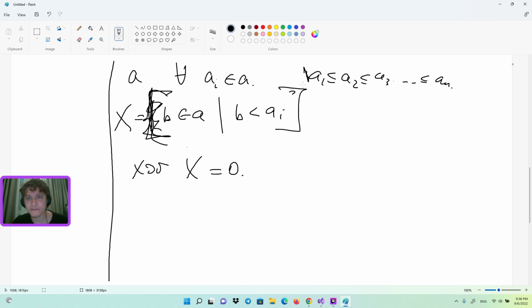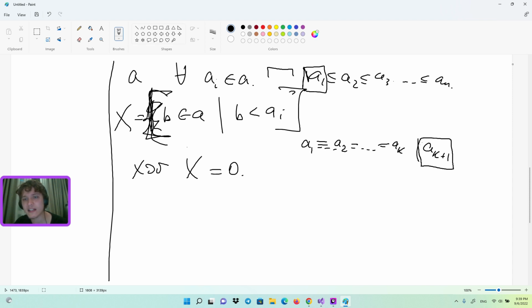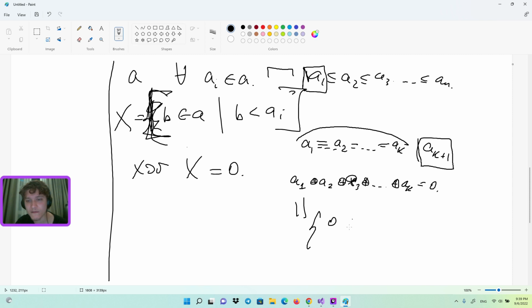Let's take A1. As you see, the XOR is already 0 for all elements that are less than A1 because there are no elements less than A1. So this is already working. Let's take the second minimum except A1. I mean, there are several elements that are equal to A1. Let's take the next element after that. If we take this element, then the XOR of all elements less than A(K+1) equals 0. This means that A1 XOR A2 and so on should be 0. But as you know, this is 0 if K is even and A1 if K is odd.